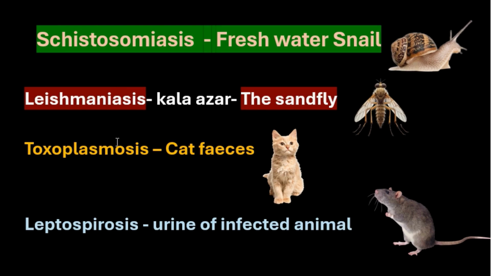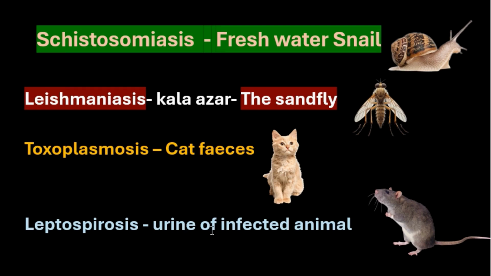Toxoplasmosis is mainly transmitted from cat feces. The leptospirosis is transmitted from the urine of infected animals, rodents or infected animals, through their urine and through the water it will spread. So schistosomiasis is freshwater snail, leishmaniasis Kala Azar is sandfly, toxoplasmosis related to cat feces, and leptospirosis from the infected animals' urine.